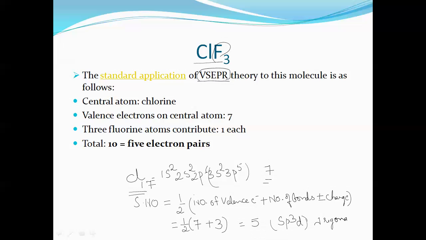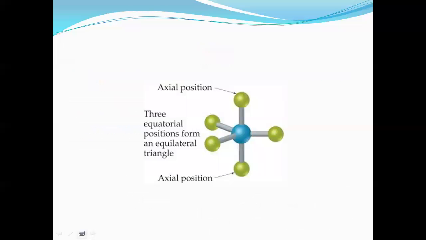There are 5 positions in total, either lone pairs or bond pairs. We'll look at those in the next slides. The structure is trigonal bipyramidal.